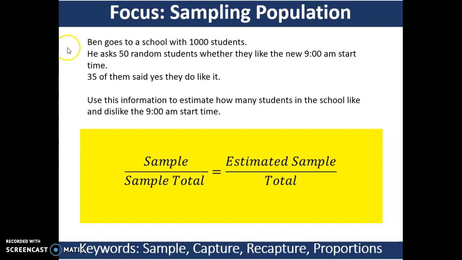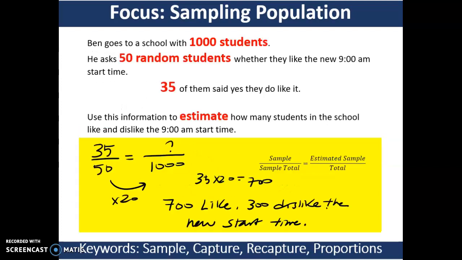Let's say Ben goes to school with 1,000 students. He asks 50 random people, and 35 of them said yes to a 9 AM start time. Use this information to estimate how many students in the school like or dislike 9 AM start times. So this is how I usually work it out. You put your sample over your sample total, and then you get your estimated sample from this. You'll see what I mean when I do this.